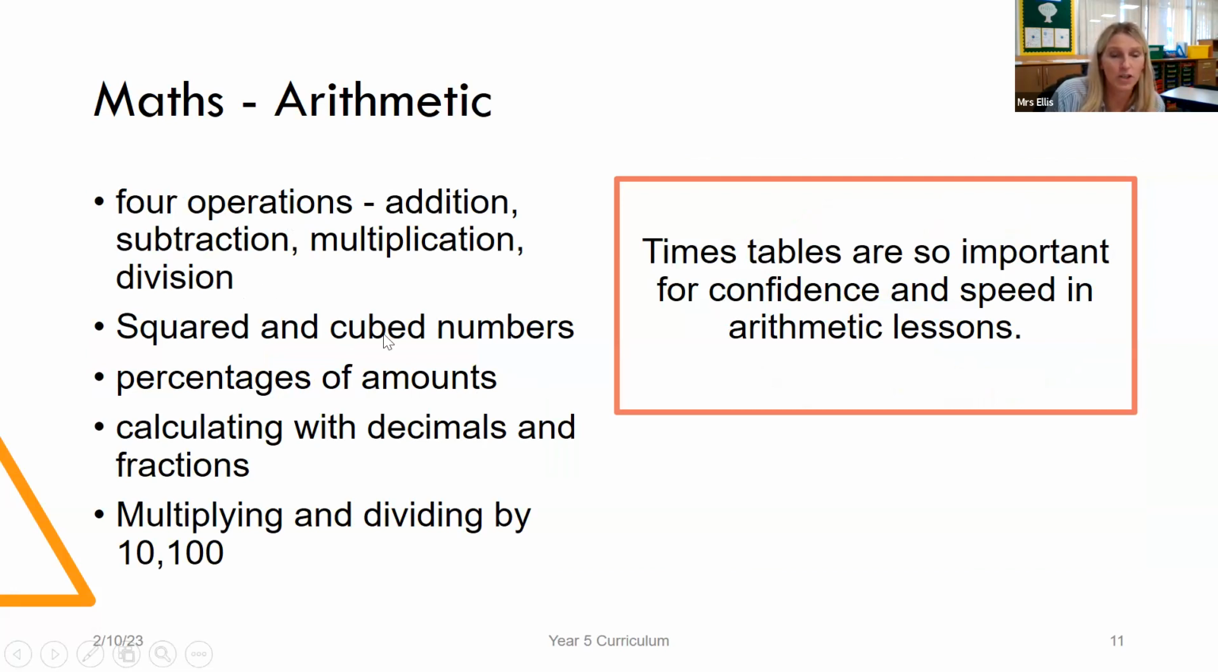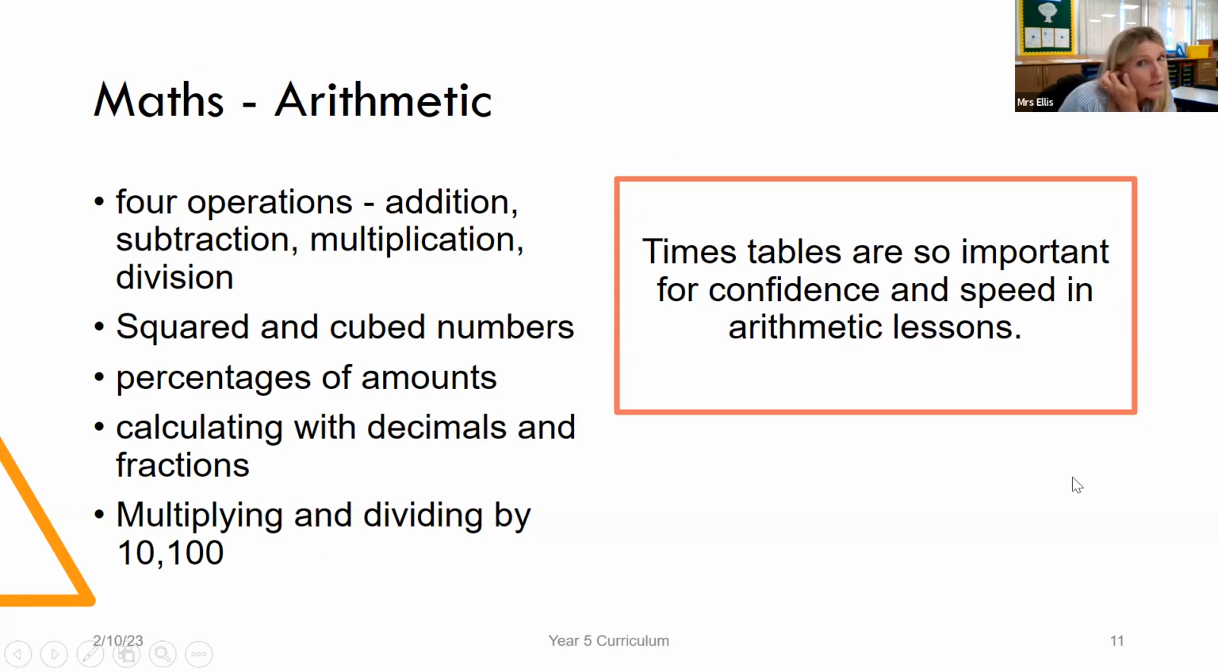We look at squared numbers and cubed numbers, what they are. We look at finding percentages of amounts. We've not covered that yet, or decimals and fractions, but they feature a lot in the Year 5 curriculum. And once we've been exposed to those, then we do look at how we can retrieve those with quick, fast arithmetic calculations. And we look at multiplying and dividing by 10, 100, mentally as well, and 1,000. And we eventually look at doing that involving decimals as well. But at the moment, we've just looked at doing that with multiples of 10, 100, and 1,000.